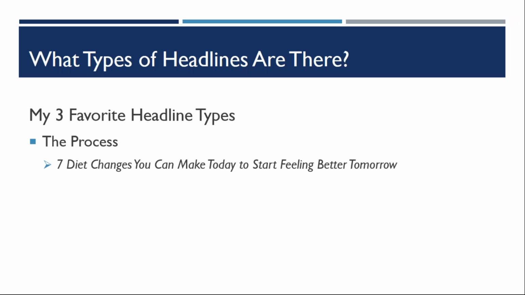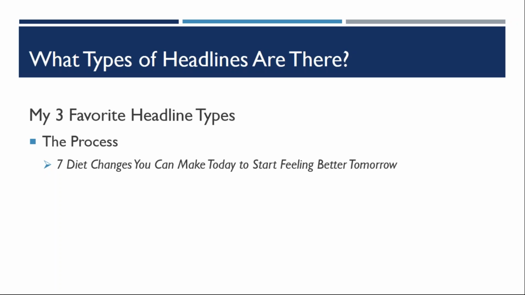You can see that when someone comes across this headline, they know that it's step-by-step, like 7 things that they need to do. So that is basically the process. They know there are things they can start implementing to get results quickly, because they're going to start feeling better by tomorrow.